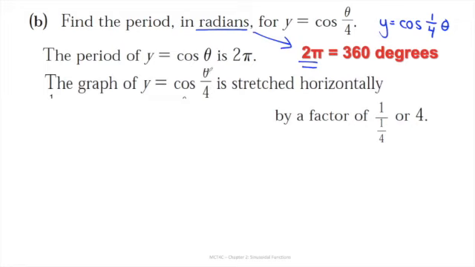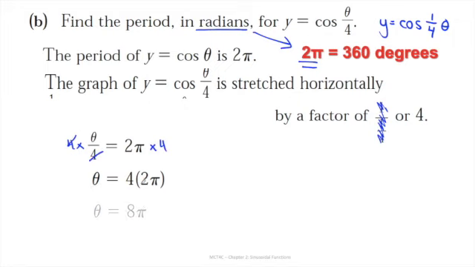The graph of cos theta divided by 4 is stretched horizontally by a factor of 1 over 1/4, or 4. You don't really have to write that for me. Just write that 4. So remember, it's the opposite of what you see. It looks like it's divided by 4, but it's actually going to stretch us by 4. Okay, because if we set theta divided by 4 from our equation equal to 2 pi, well, then how do we get rid of that? Multiply both sides by 4. So that cancels out. You're left just with theta. 2 times 4 is 8 pi. So then the period of y equals cos theta divided by 4 is 8 pi.